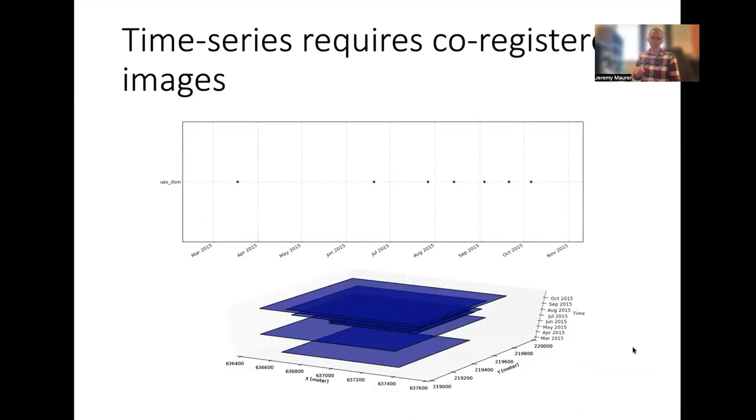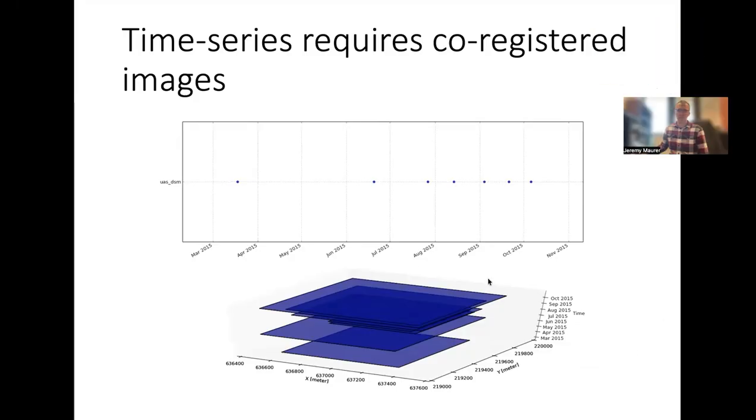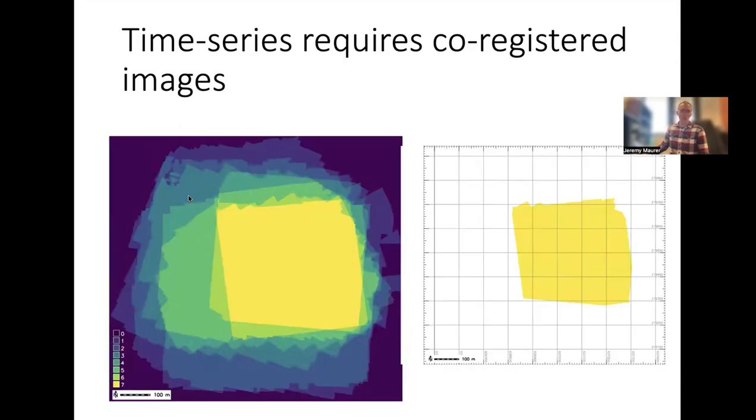Now, one of the things that we have to think about when we're doing time series is co-registration. Time series requires co-registered images. And so let me show you what this looks like. We might have orthomosaics or DEMs or images that are overlapping somewhat, but not entirely. And so in some cases, we have to crop our data sets to just the area that's overlapping. This might be a restriction, or it might be that we intentionally flew our data sets so that we cover this area, and then there's some extra that we can trim away.